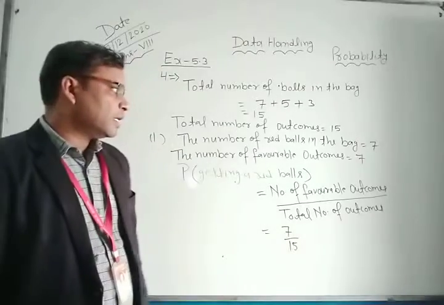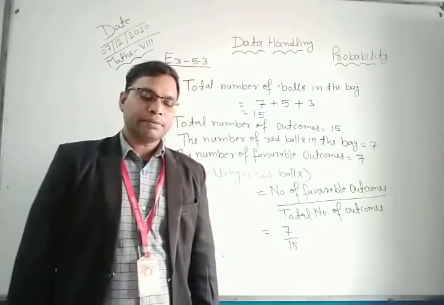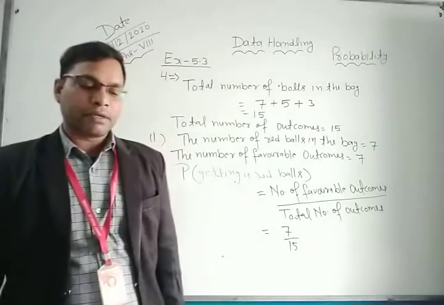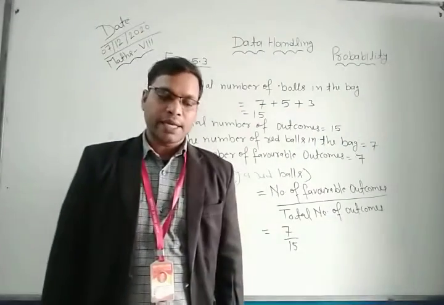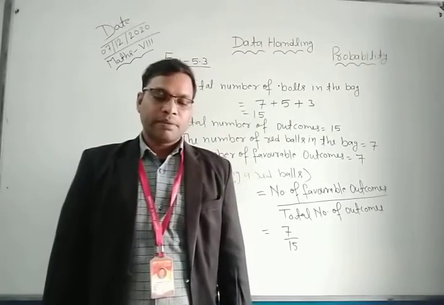Okay, I repeat this question again. In this question it is given that a bag has 7 red balls, 5 blue balls and 3 green balls. Find the probability.